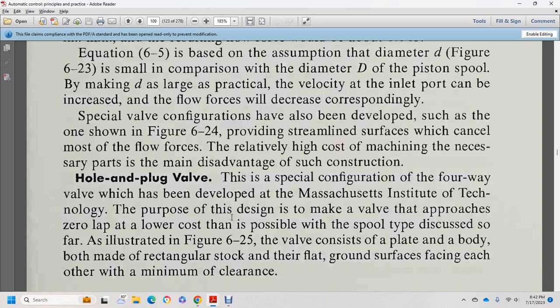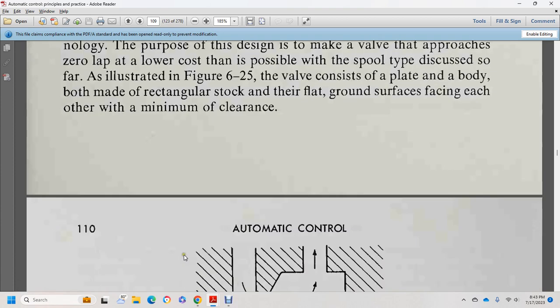Hole and plug valve. Our special configuration is a four-way valve that has been developed at the Massachusetts Institute of Technology. The purpose of the design is to make the valve approach the ideal zero lap and lower the cost of the spool. The design is illustrated in figure 6.25. The valve consists of a plate and a body, both made with a rectangular shaft with flat, ground surfaces facing each other with a minimum of clearance.